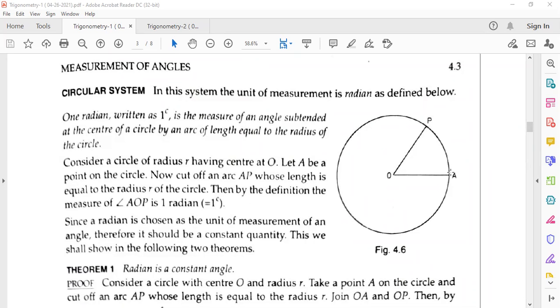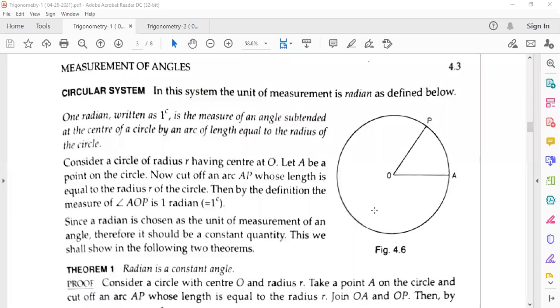Arc is called in Hindi. What is the terminology of arc in Hindi? I do not know actually, maybe chop or anything. And OA is the radius of the circle, and OP also the radius of the circle, and PA is the arc length.